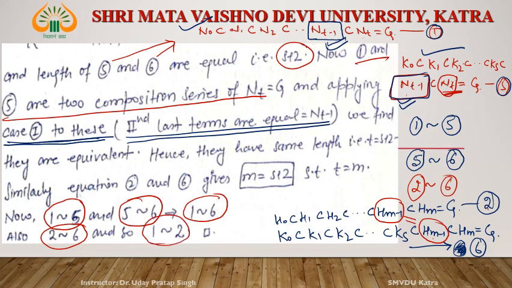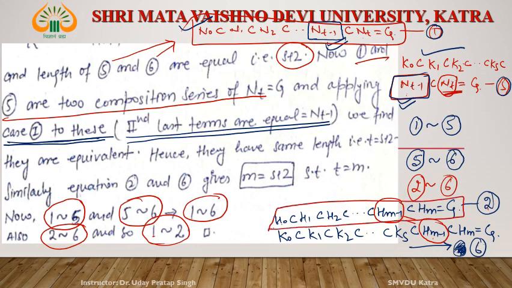What is 1? 1 is the first composition series, that is this one. Okay, what is 2? 2 is this composition series. Right? These two series are of the finite group G. So 1 and 2 are equivalent. Okay, this is the complete proof of the Jordan-Hölder theorem. Okay?